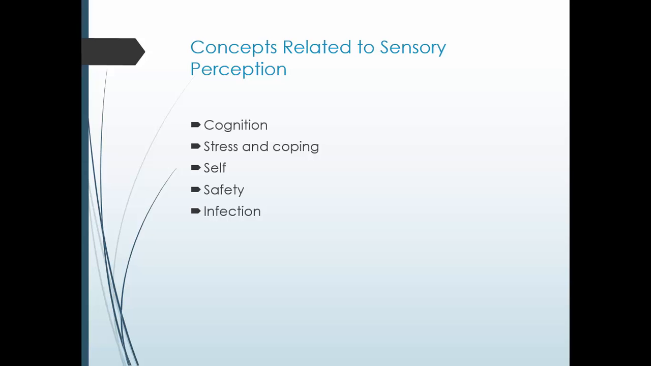All right, concepts related to sensory perception. Cognition includes mental assessment, the assessment interview, which looks at their cognition, and confusion. Alterations in sensory perception can cause confusion. Disorientation can be caused by sensory deprivation or sensory overload.